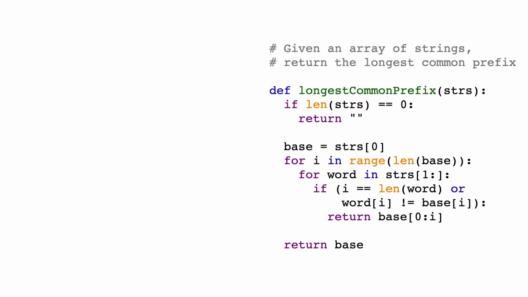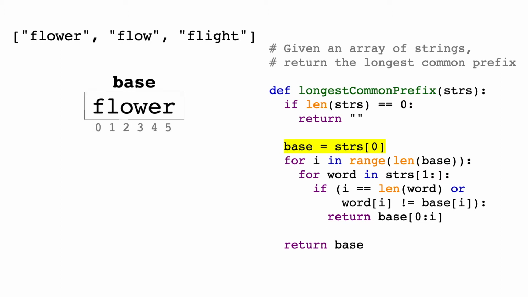Let's assume that the input array contains the strings flower, flow, and flight. First, we'll handle the case that the array is empty by just returning the empty string. Then we'll take the first word in the array and call it base. So here it'll be the word flower. We call it base because we'll compare every other word in the array with this word to make sure that the prefixes match. It actually doesn't matter which word you pick here, but it's just easiest to pick the first word in the array.